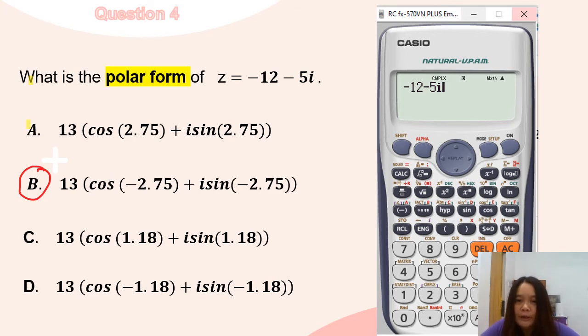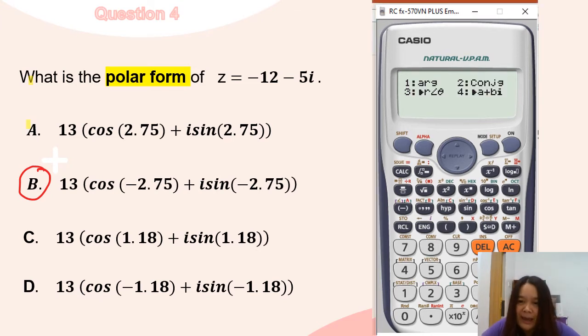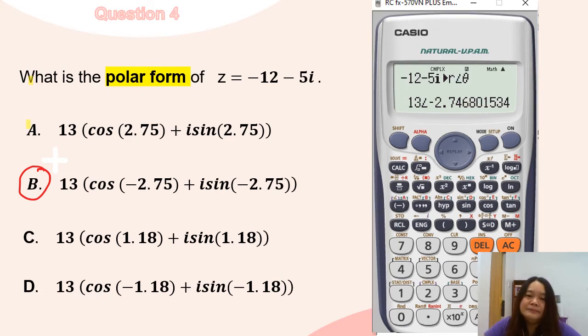First of all, you type the complex number minus 12 minus 5i. Then you press the button Shift 2. You will get this complex menu and you choose 3 to get the modulus and the argument. So you will get the answers with the modulus of 12 and the argument of minus 2.746.